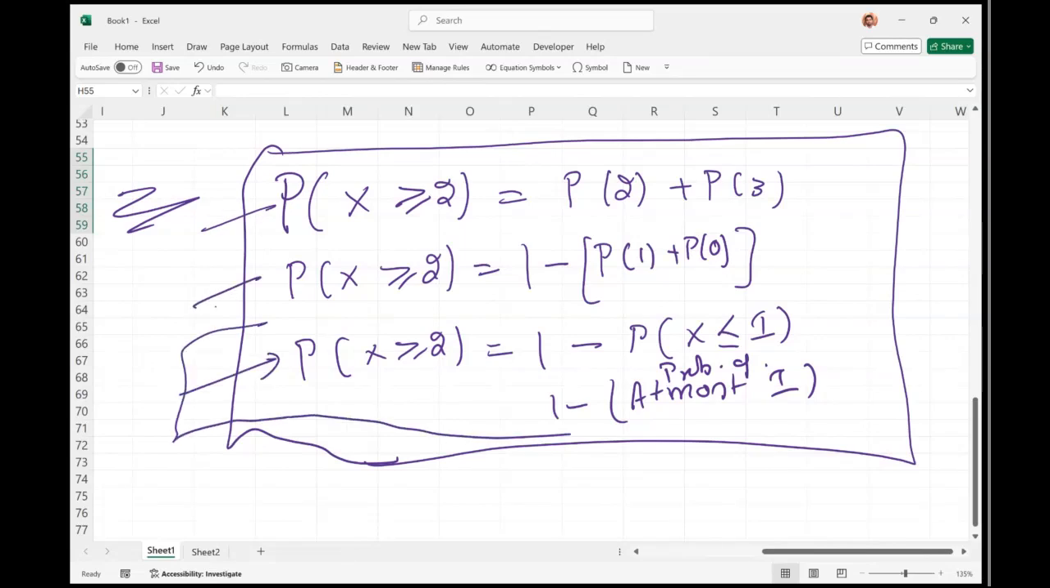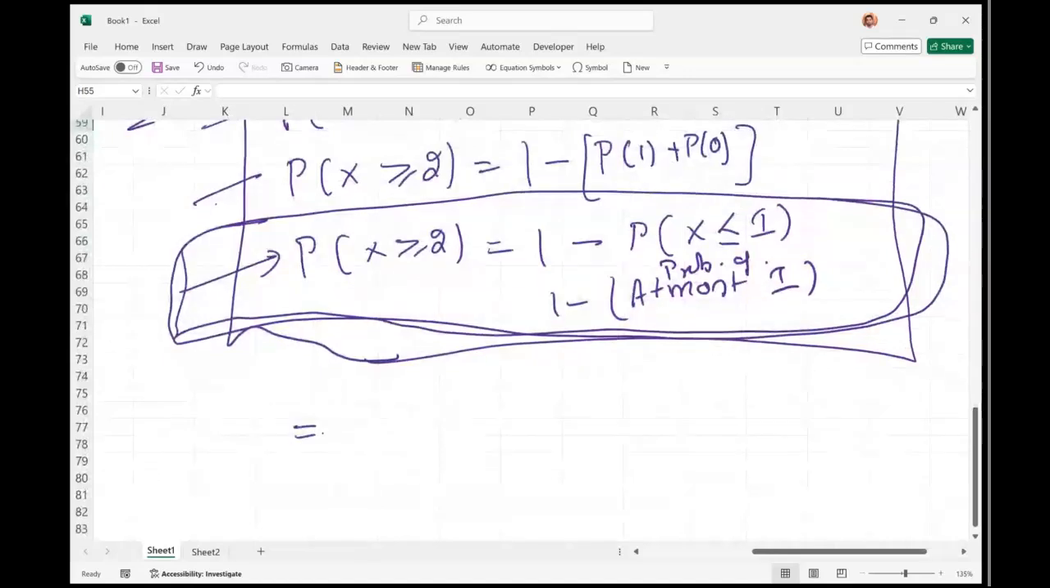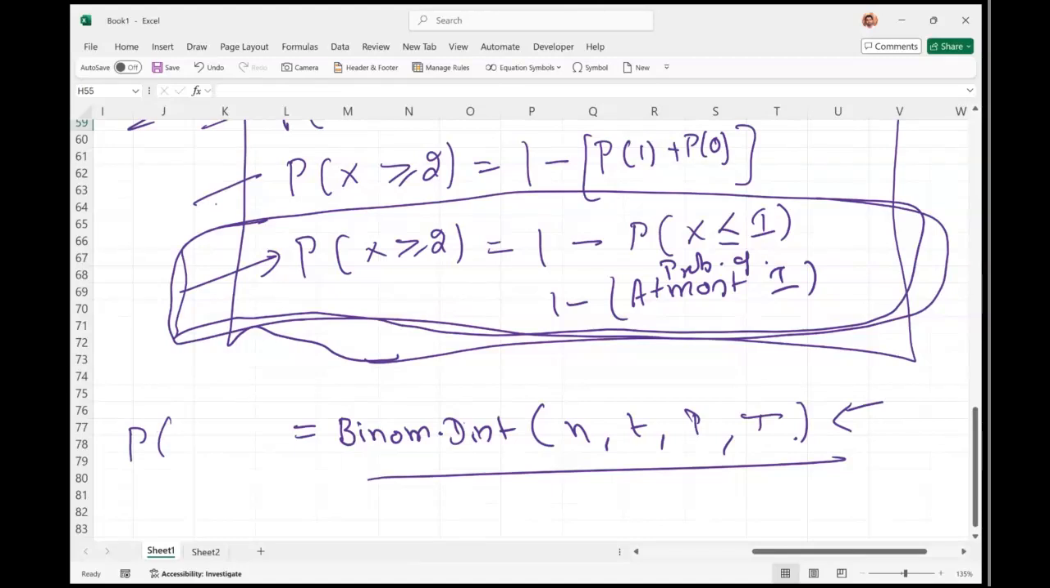Majority of the time when we are using the binomial distribution, we're going to keep using this method, because the formula you use, equal to binom.dist and number comma trials comma probability comma true, is used for at most. So probability of x at most, less than or equal to whatever number here.